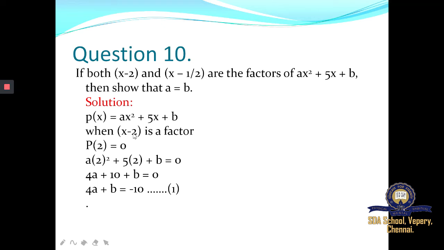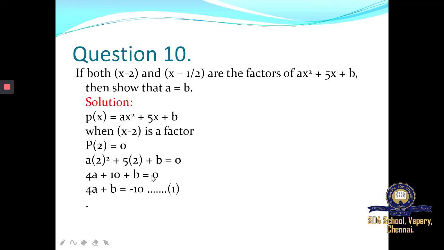It is understood. Okay? Yes, students? Then I have to replace x by 2 as I said. Then a into 2 power 2 plus 5 into 2 plus b equals 0. After simplifying, I'll get 4a plus 10 plus b equals 0. Now I want to keep the variables on one side and the constant on the other side. So I bring this plus 10 to the other side, it becomes minus 10. And now let me mark this as equation 1.